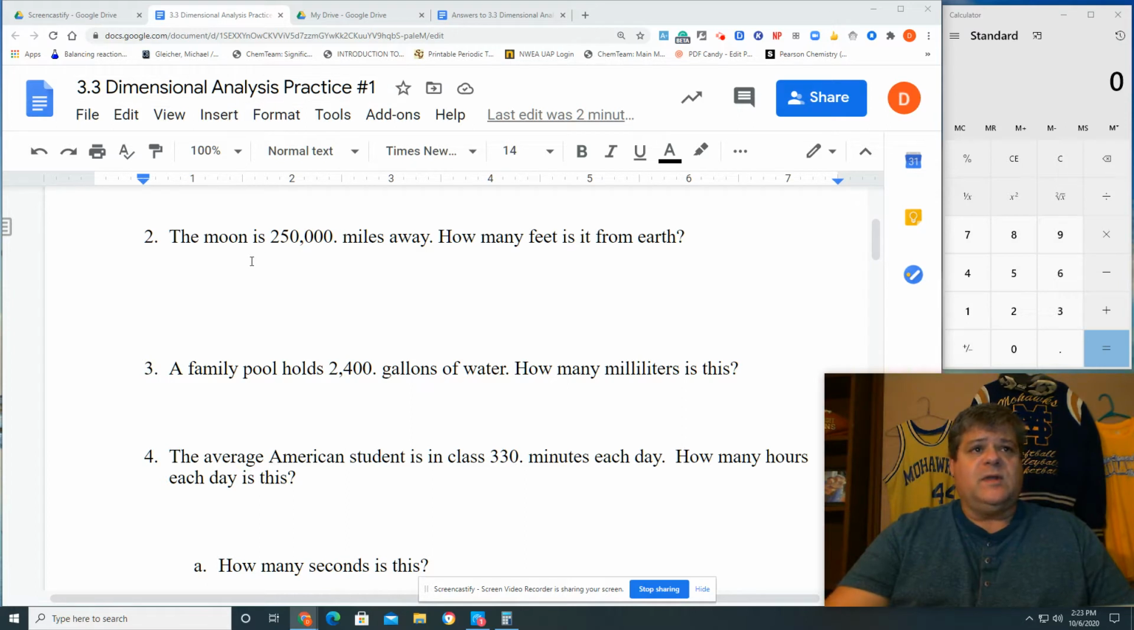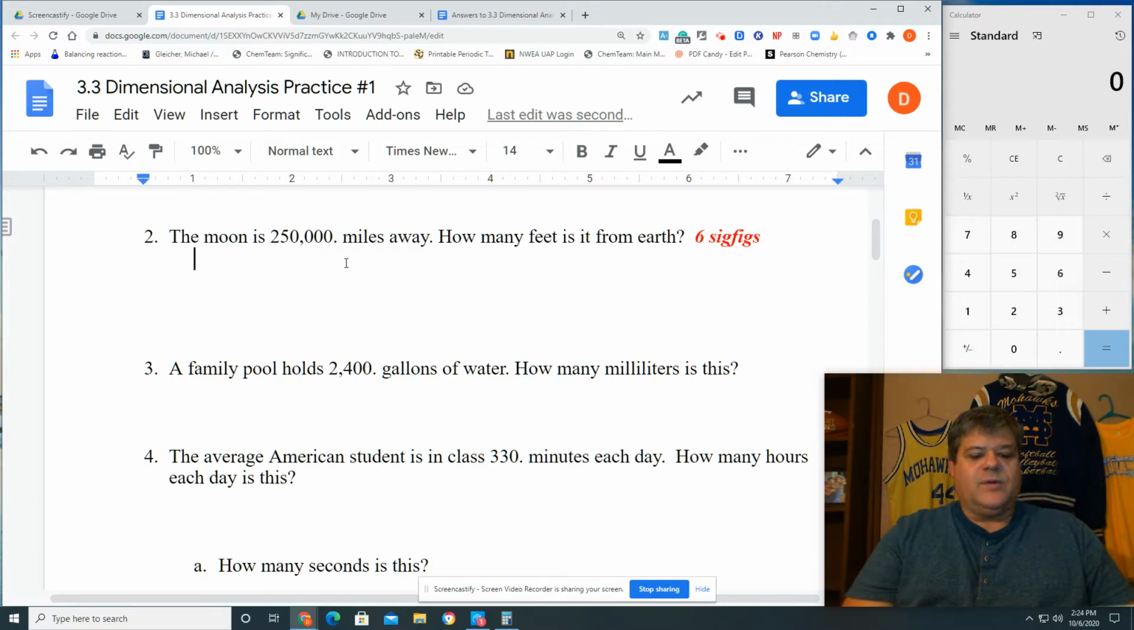The question is, the moon is 250,000 miles away from the Earth, and how many feet is it from the Earth? So the first thing we write down is we look at the number of significant figures. It looks like 2, but we have a decimal right here, so that means there are 6 significant figures. So we're going to put 6 figs right here. Again, I like to do that in a different color so we can see it. So we have 6 significant figures.